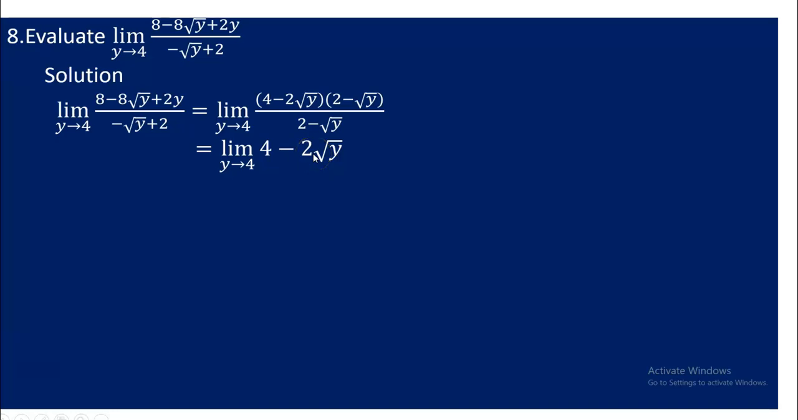Now I'm left with 4 minus 2 radical y as we approach 4. Now students, am I able to use substitution here? Yes, I can. Nothing hinders me, nothing restricts me here, okay? So I can directly substitute 4 in place of y and have 0 here, because radical 4 makes 2, and 2 times 2 is 4, 4 minus 4 makes 0.